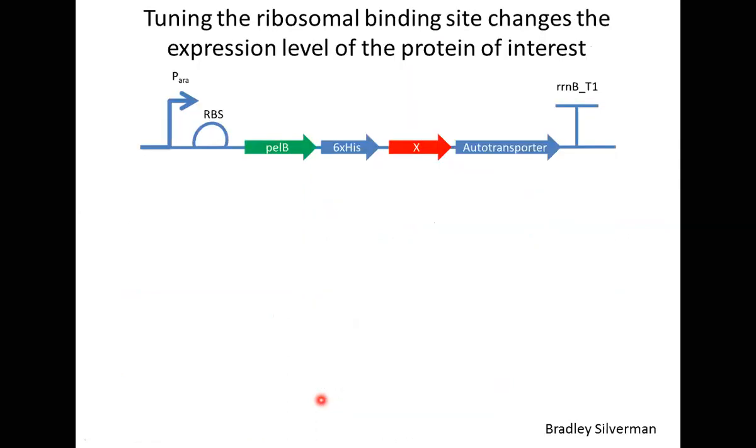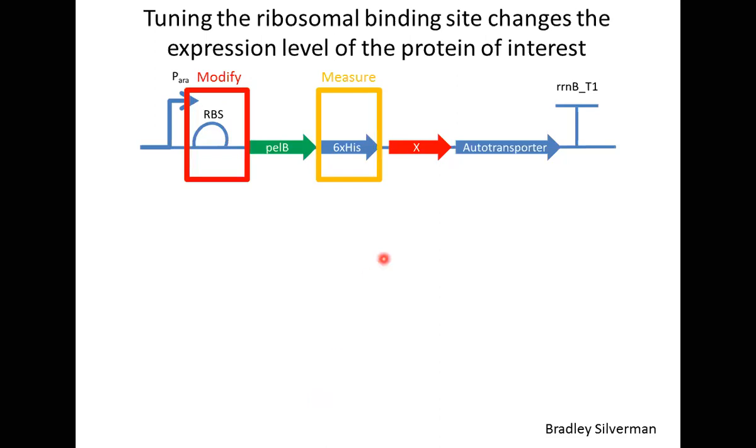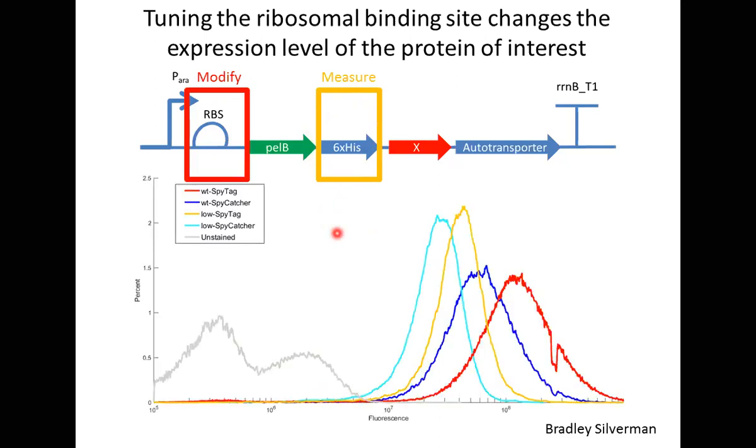A better way to regulate this is something that my colleague Bradley came up with, which is, all right, let's take a look at this ribosomal binding site, or this RBS. Is there some way that we can make the ribosome less likely to bind to this transcript, or this messenger RNA? And if we modify the ribosomal binding site, we also should be able to measure how much of this 6X histidine epitope is actually showing up on the surface of the bacterium. And you wind up with a chart that looks like this.